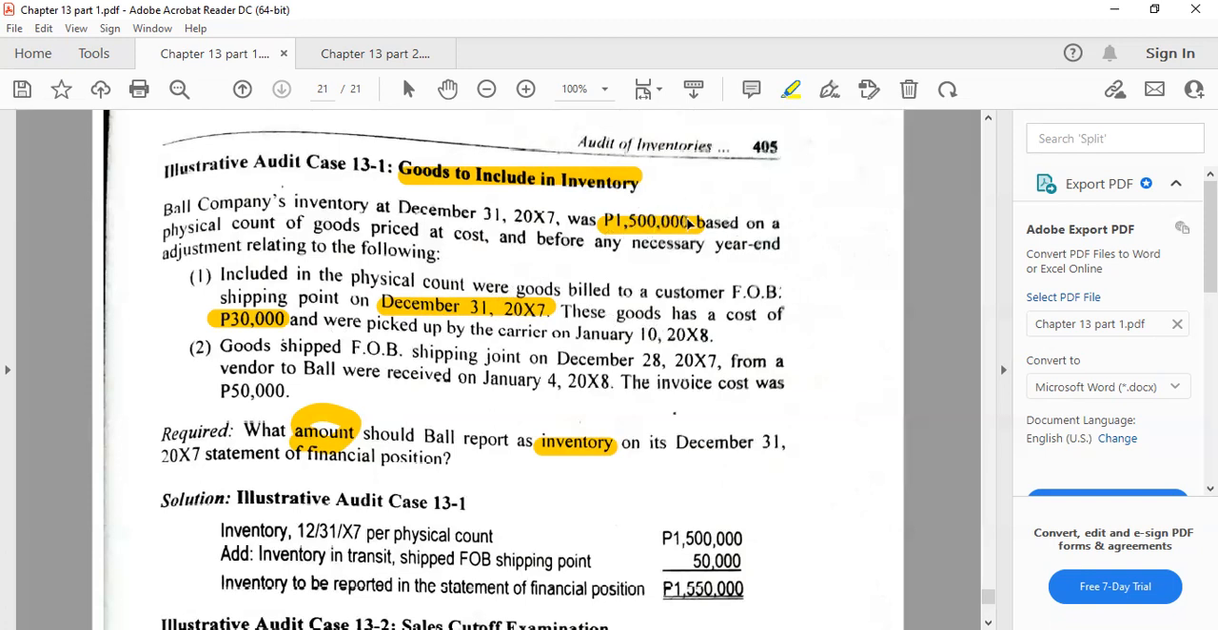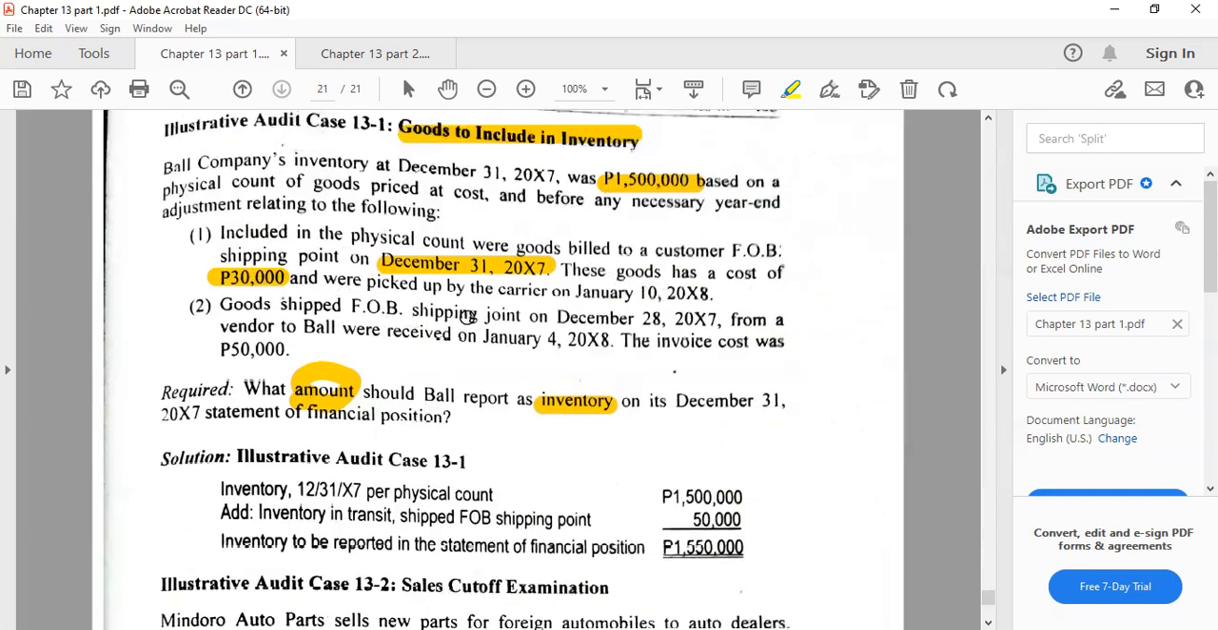Okay? It was already included here, so we do nothing about this. No effect. Next, number 2, goods shipped FOB shipping point on December 28, shipped from a vendor to Ball, were received on January 4. The invoice cost was 50,000. So this time, Ball is the one who bought from a vendor. Of course, the 1,500,000 does not yet include the 50,000, because Ball only received it on January 4. The physical count was made on December 31.